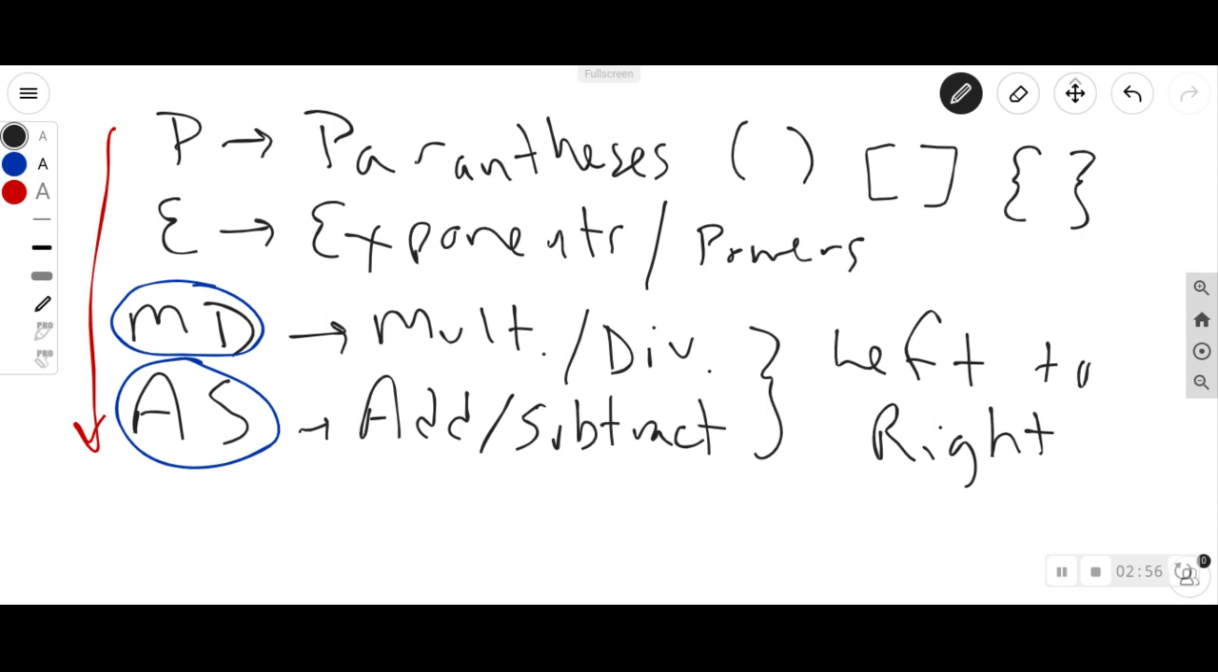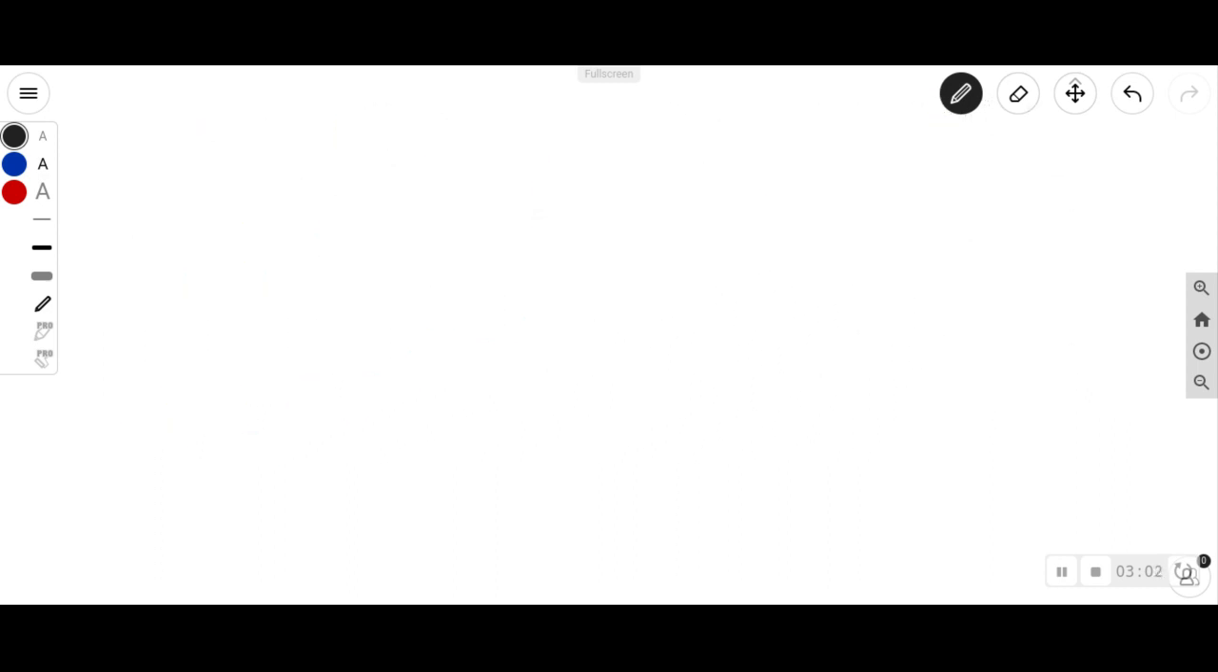Now that we've got that all set up, we're going to take a look at example problems. Now, each of these problems has several operations. If you only have one thing to do, then that's it. You don't need to worry about PEMDAS. But when we have multiple ones, it does matter.